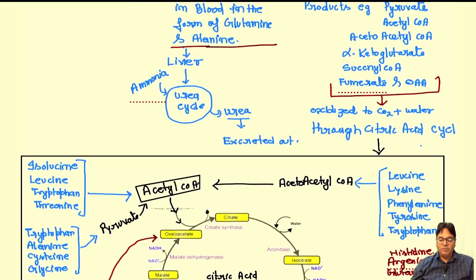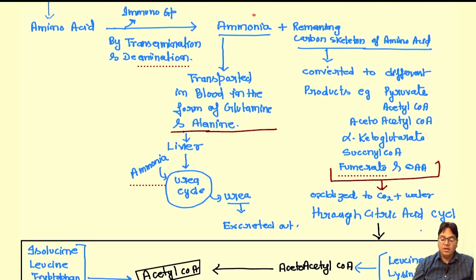But in this video, I will be mainly concerned with ammonia. Now, what happens to ammonia? This ammonia is transported to the blood, and there it gets converted into glutamine and alanine. These are the two important transportable forms, and when these two substances reach the liver, they again give rise to ammonia. This ammonia via the urea cycle forms urea, which is excreted out through urine. So this is the fate of ammonia.